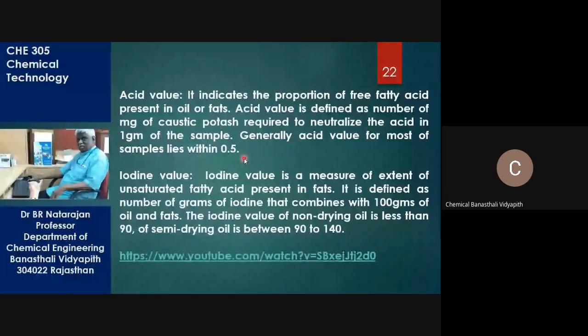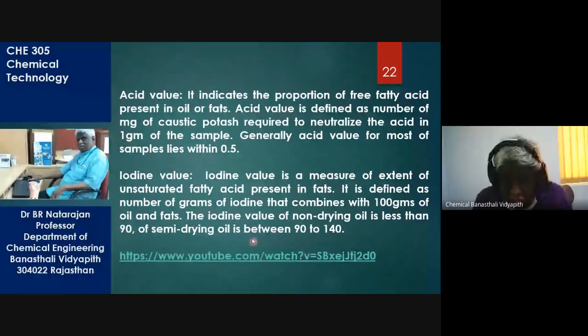Then comes iodine value. Iodine value is a measure of extent of unsaturated fatty acid. It is defined as the number of grams of iodine that combines with 100 grams of oil or fat. The iodine value of non-drying oil is less than 90, and the semi-drying oil has an iodine value of 90 to 140.